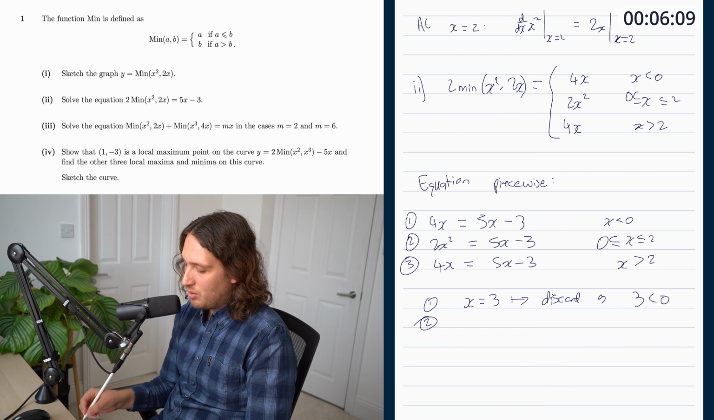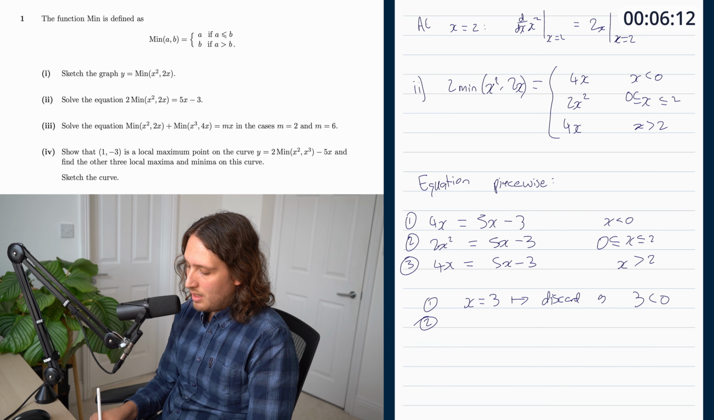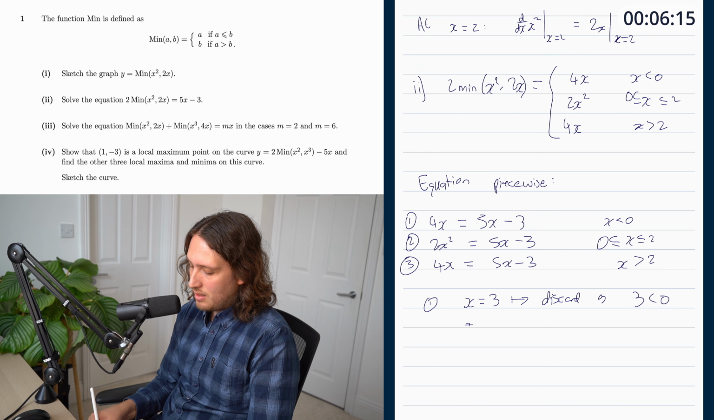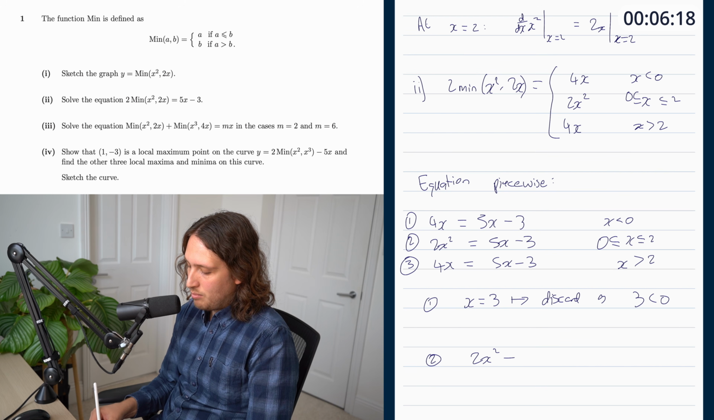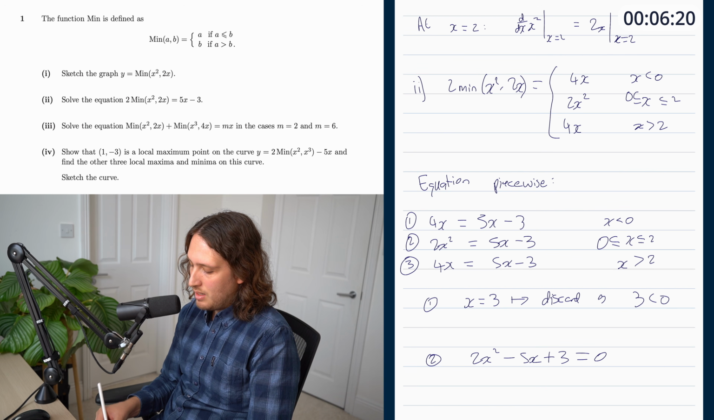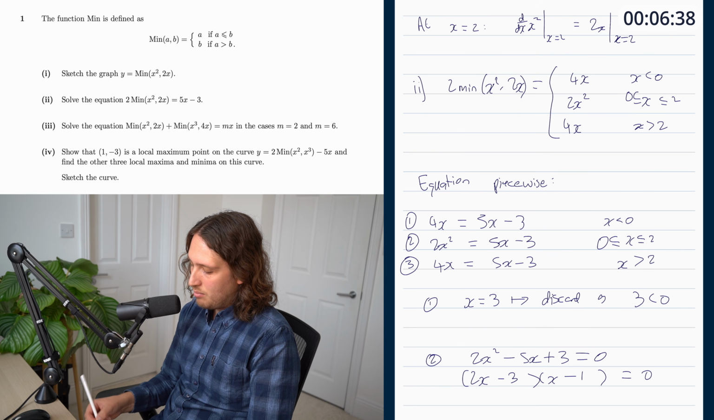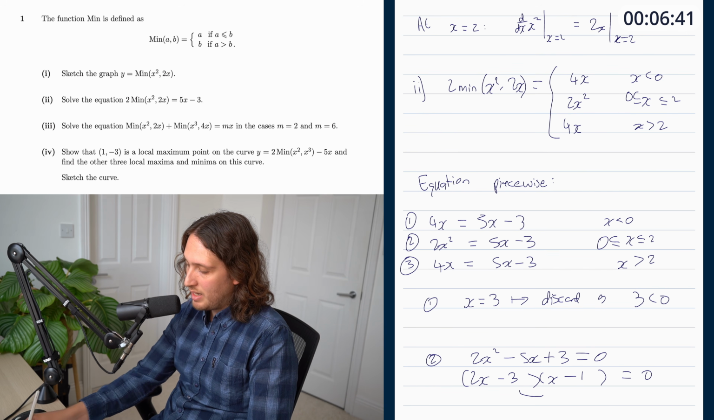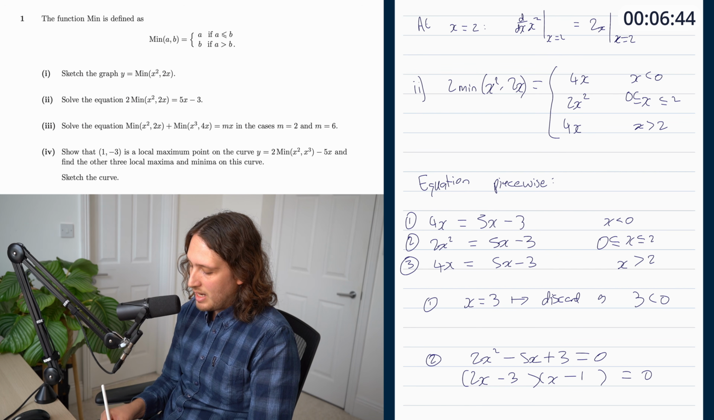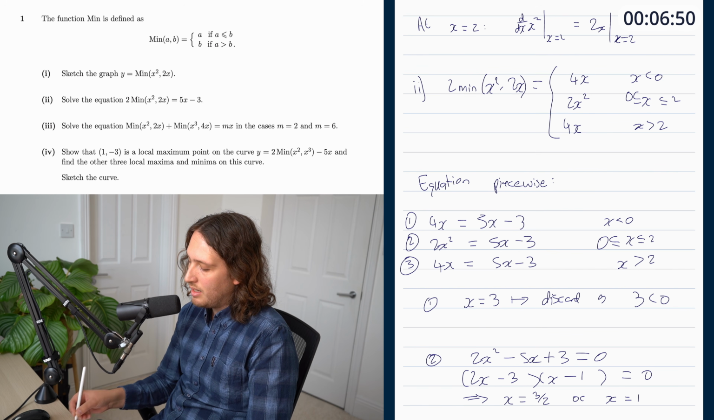This one, I guess, is slightly more non-trivial. So I get 2x squared minus 5x plus 3 is 0. I think we can probably factorize that without appealing to the quadratic formula. If I use a minus 3 and a minus 1, that gives me minus 2x, minus 3x makes minus 5x, and then I get my plus 3. Good. So that is solved when x equals 3 over 2 or when x is 1.